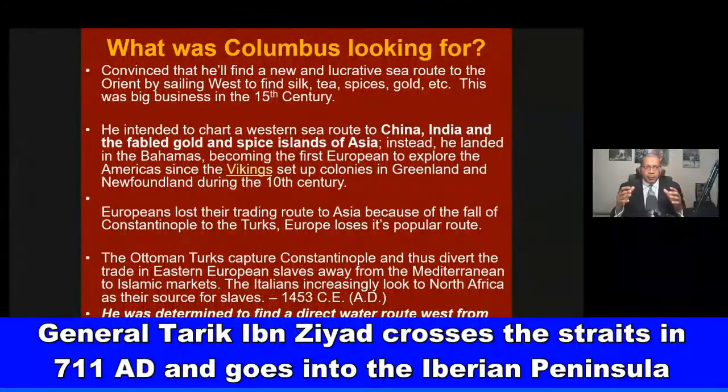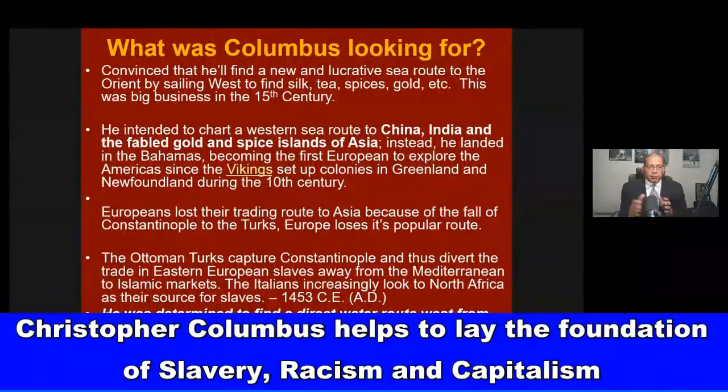Okay. Europeans lost their trading route to Asia because of the fall of Constantinople to the Ottoman Turks. Okay, so the Ottoman Turks captured Constantinople and thus diverted the trade in Eastern European slaves away from the Mediterranean to Islamic markets. The Italians increasingly look to North Africa as their source for slaves.